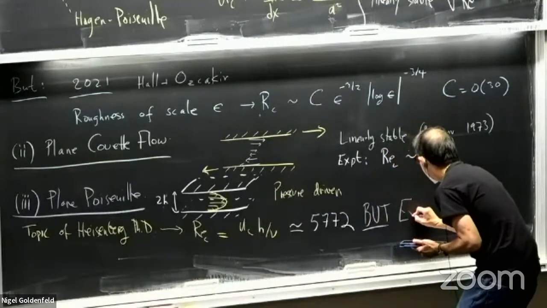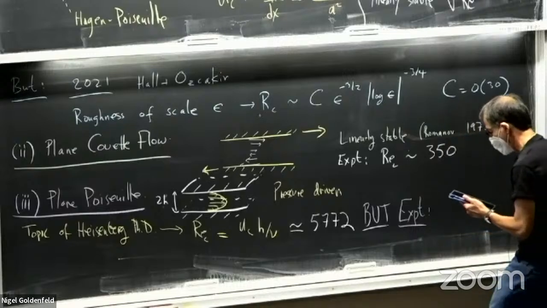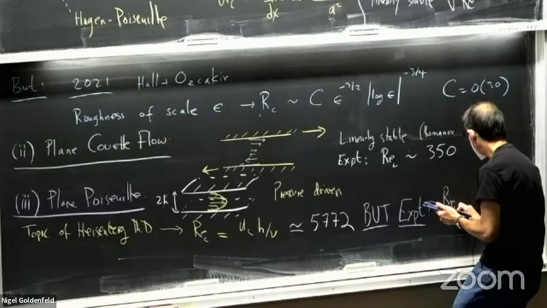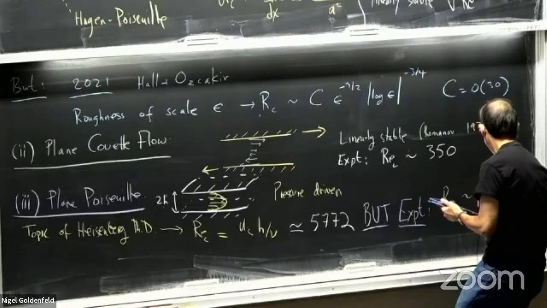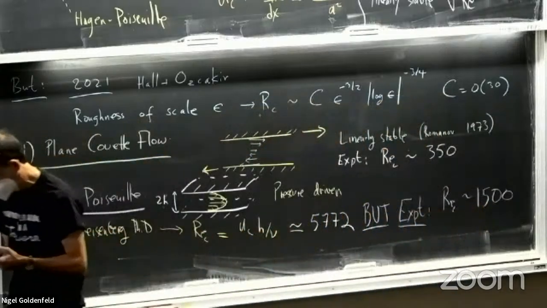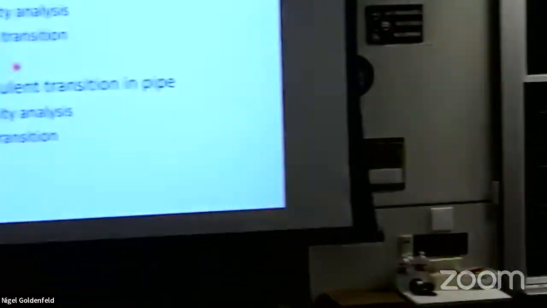and that's the ultimate arbiter. So experiment is that there is a critical Reynolds number, but that number is about 1500, much lower than what Heisenberg predicted. So what is the resolution of all of this? We seem to have done a lot of hard work. Well, Heisenberg did, and what was the end result of that?